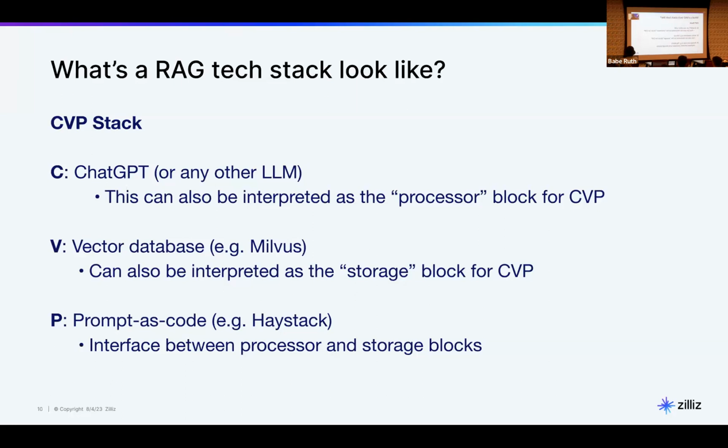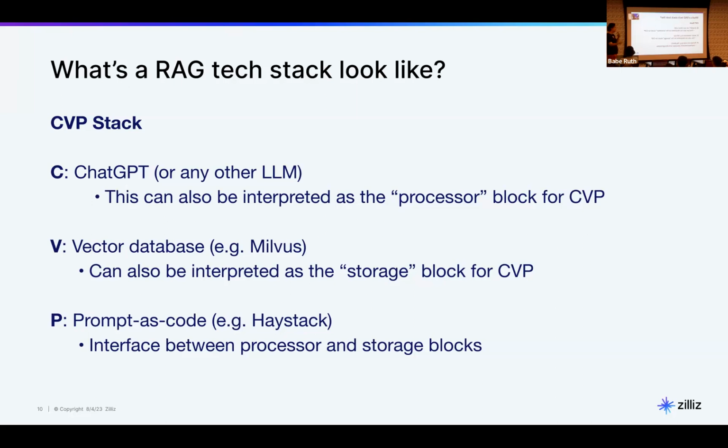I think there can be better names, but this is what we've decided to call it as a company. So ChatGPT or any other LLM is your C. This is your compute power. This is your processor. Whenever you're building an application, you have something that runs most of the compute, that does most of the processing, right? This is essentially your compute. So if you think of this as a computer, this is your CPU. Then you've got a vector database such as Milvus, and this is your storage, right? If you think about this as a computer, this is your hard drive.